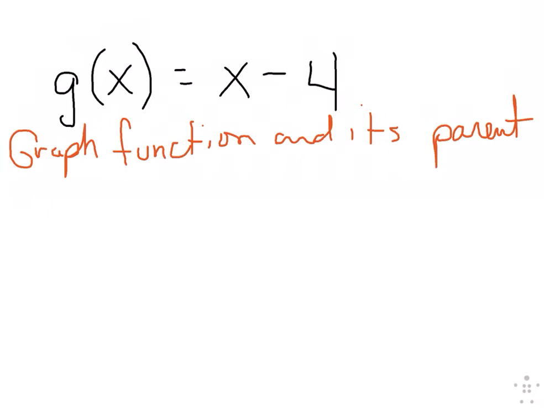So you want to have 2 things on your graph. First thing I want you to tell me is, which parent is this? Is that constant? Is it just a number? Is it linear? Does it have an x? Is it quadratic? Does it have x squared? Or does it have absolute value, where it's got the absolute value bars? What do you think? It's linear. Why? Well, it has the x. That's it. It's 100% linear.